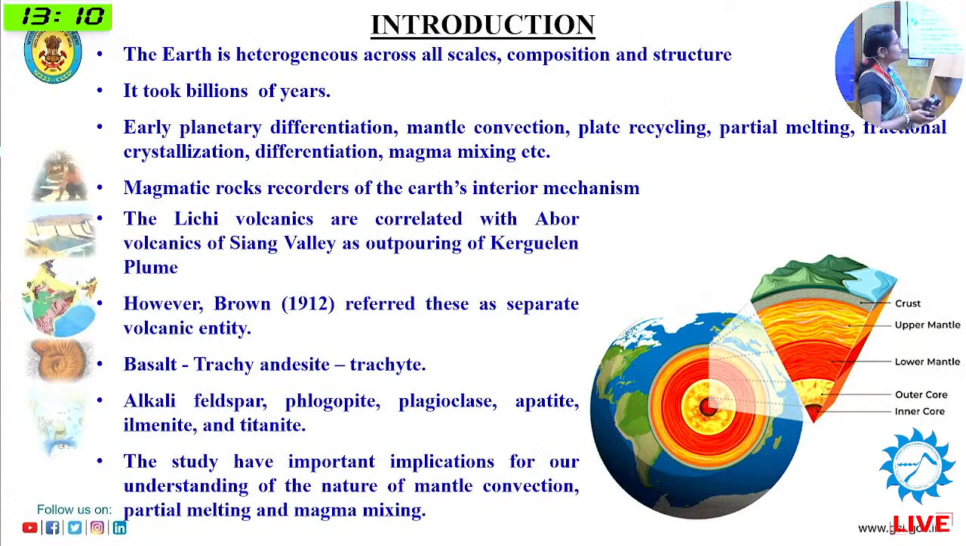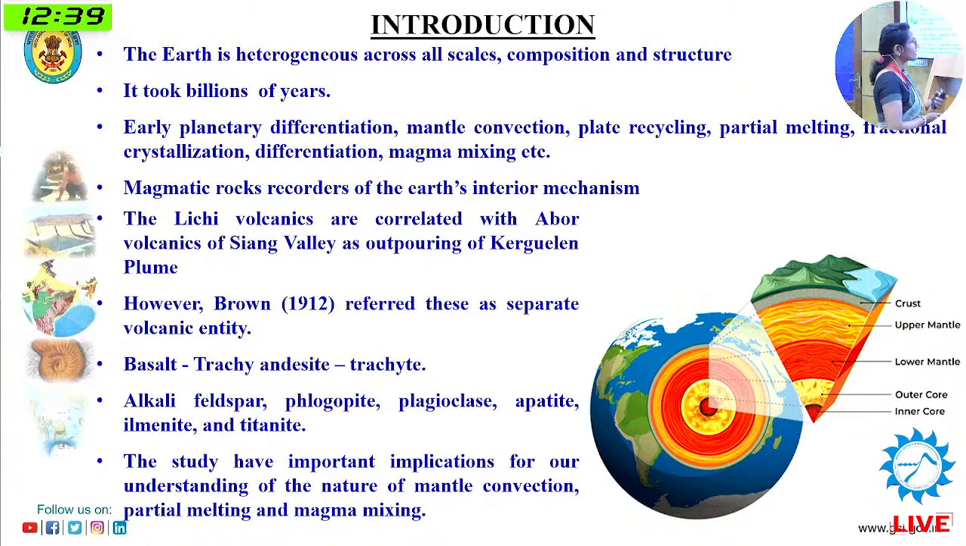As we know, the Earth is heterogeneous across all scales, be it in composition or structure, and it took billions of years to achieve this heterogeneity. This heterogeneity is achieved by differentiation processes: mantle convection, plate recycling, partial melting, fractional crystallization, differentiation, magma mixing, all these things. And the most interesting rock type is the magmatic rocks, which record all these things.